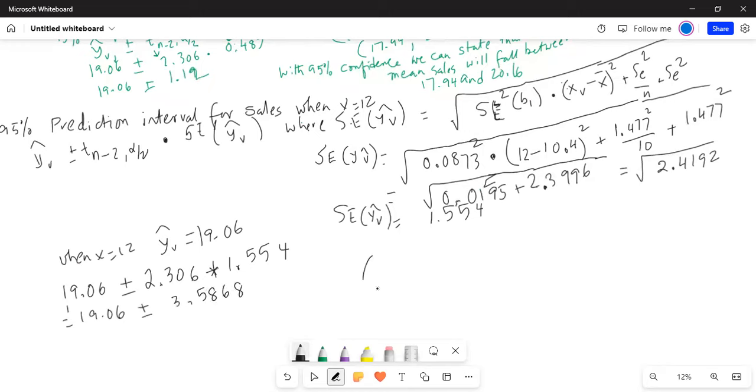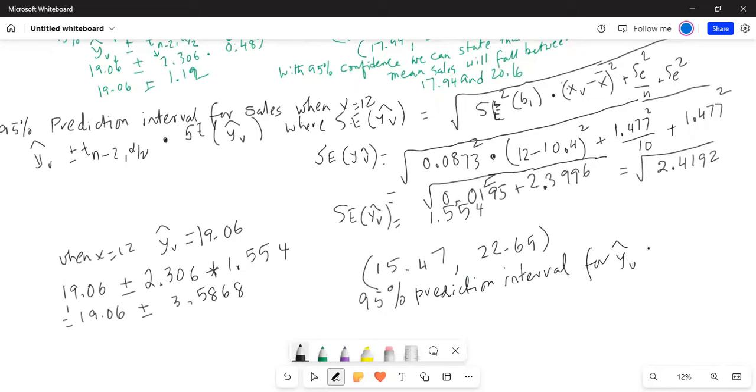And if we do the operations correctly, first is negative, second is positive. The lower end of the prediction interval is 15.47, upper end is 22.65. This is the 95% prediction interval. That means with 95% confidence, we can predict that the single value of y will fall between 15.47 and 22.65. Pretty wide prediction interval for a single value of y when x is equal to 12.